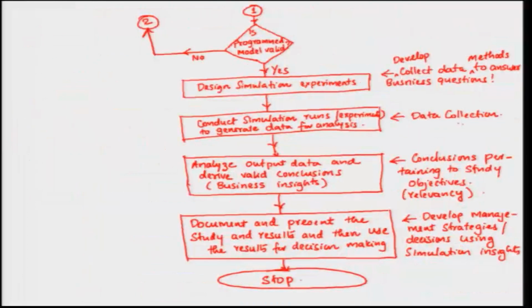Then you check whether the programmed model is valid or not. So, this step is typically called validation. Remember, building the right model: did we build the right model? Is the model right, or did we do the right programming? So, this is where you are saying, is the model relevant to the study? That question is what we are trying to answer at this point.